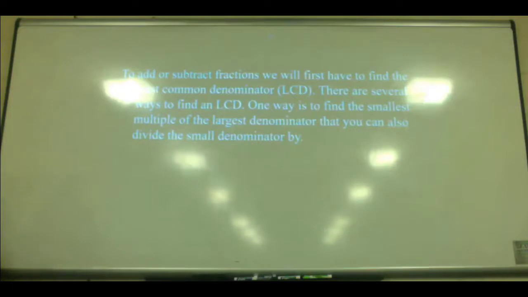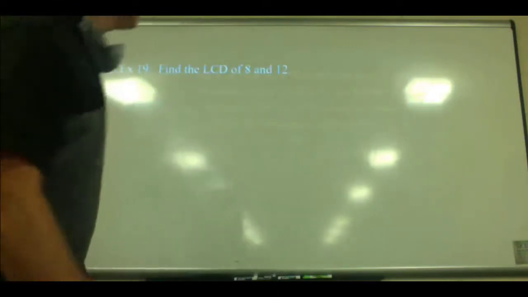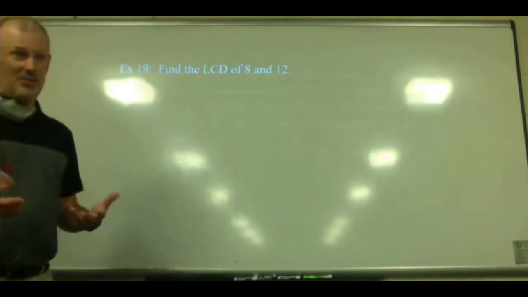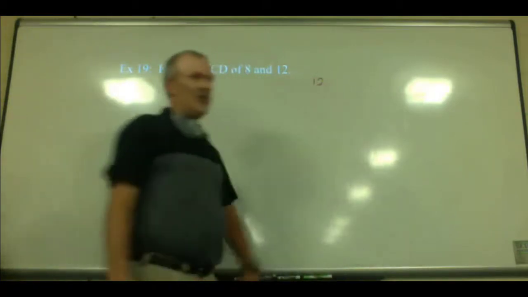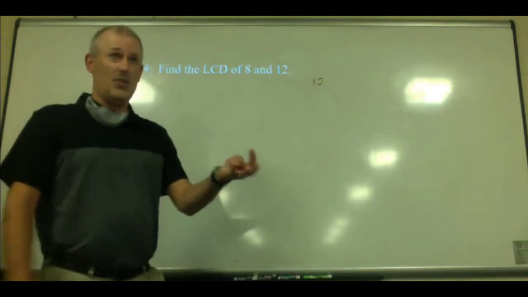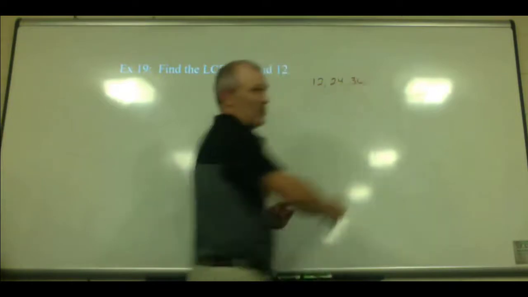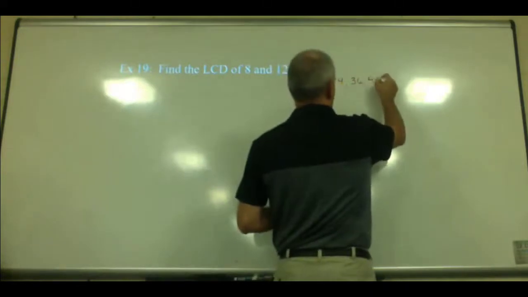One way is to find the smallest multiple of the largest denominator that you can also divide the small denominator by. That is a lot of words. Let's see if we can find the least common denominator of the 8 and the 12. So what they're saying to do is to find the multiples of 12. So 12 times 2 would be 24. And then 12 times 3, we did a little bit earlier, that's 36. Anybody know 12 times 4? 48. And 12 times 5 is 60.